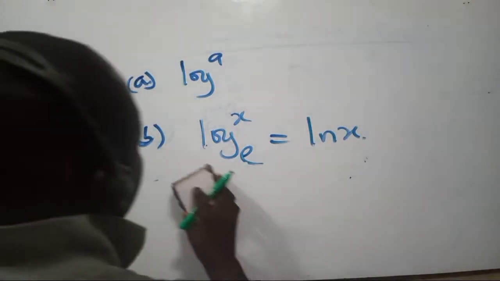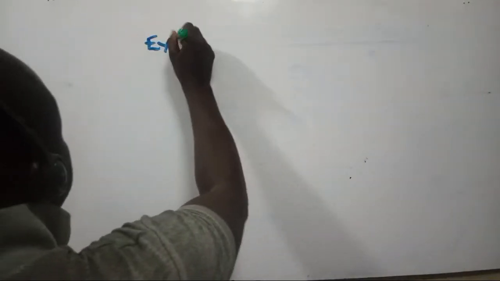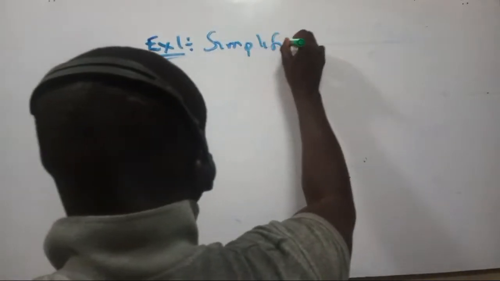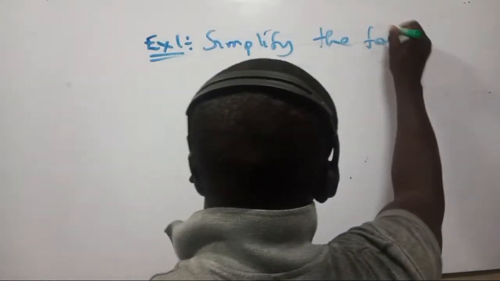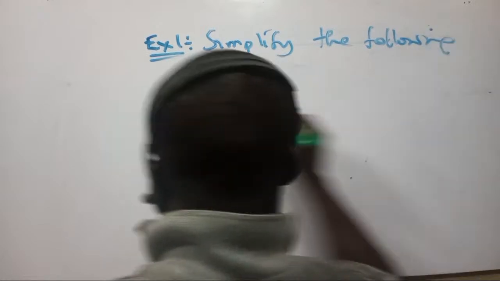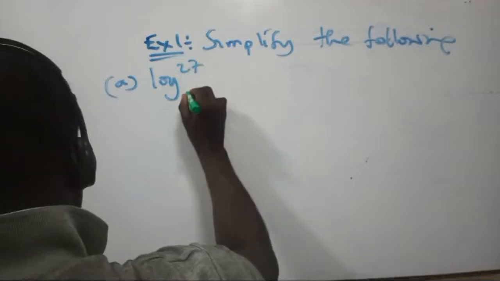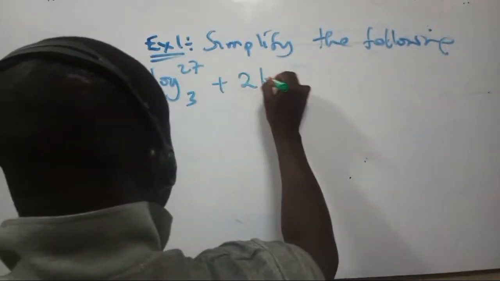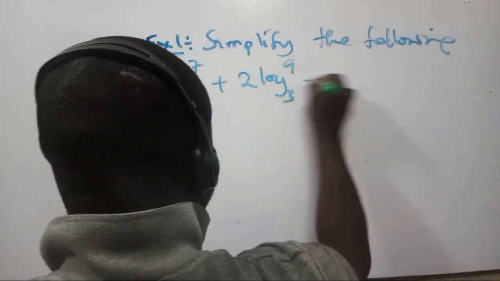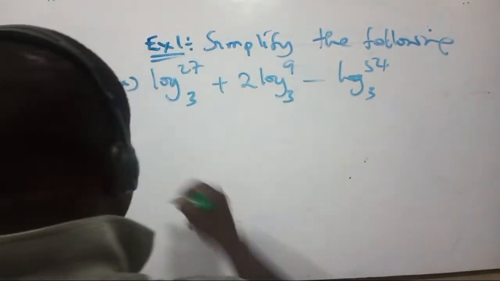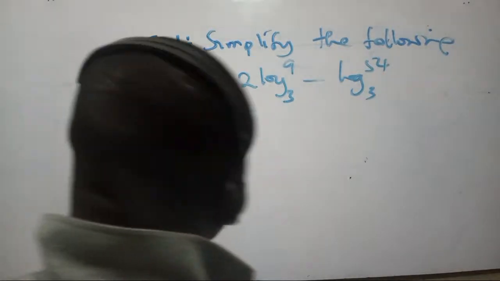So I want to take examples under logarithm. Let's take example 1. You can be asked to simplify. Let's say we are asked to simplify the following. The first one, where you have log 27 base 3 plus 2 log 9 base 3 minus log 54 base 3. So let me just take the examples one after the other.